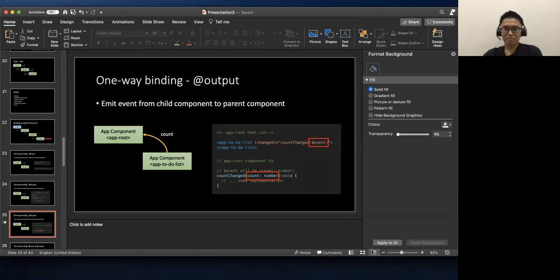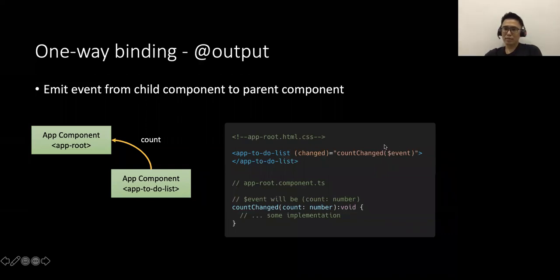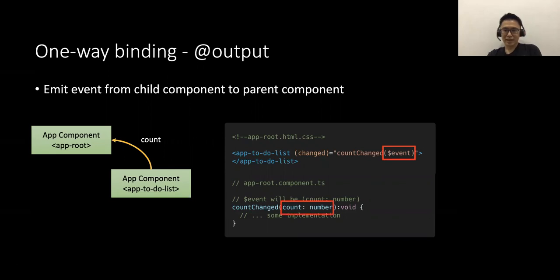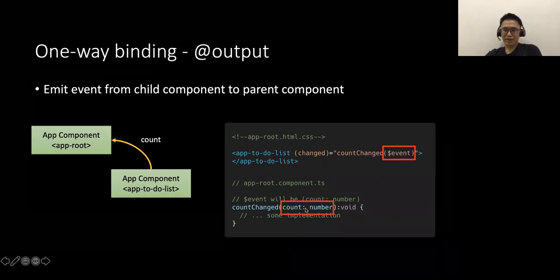So the number will be passed through the event. The $event is a fixed variable. You just use this one, and then you'll be passing it into this function. And in this function, you get the count as a parameter.